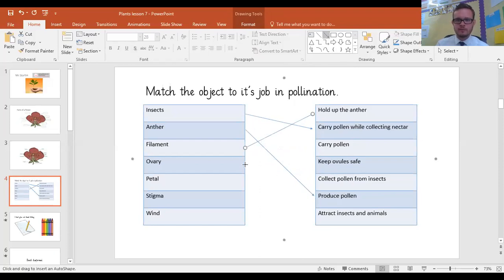The ovary keeps the ovules as safe as they can be, not when we're ripping them apart and having a look inside. The petal, yeah, the petal attracts the insects and the animals, and we now know why. The stigma collects pollen from the insects, and we learned about the importance of wind for some of that pollination as well, because that helps to carry the pollen in case, for whatever reason, there's no insects around. Brilliant. Okay, well, let's carry on then.